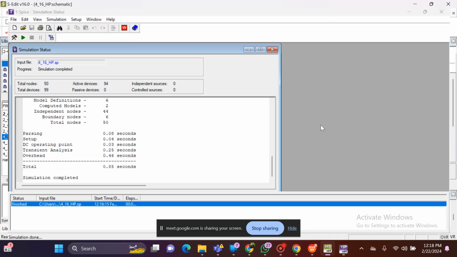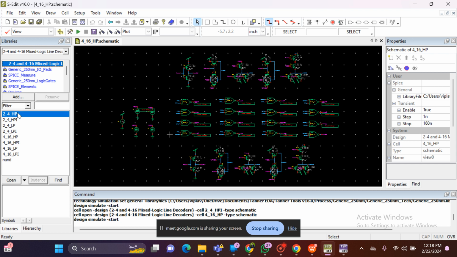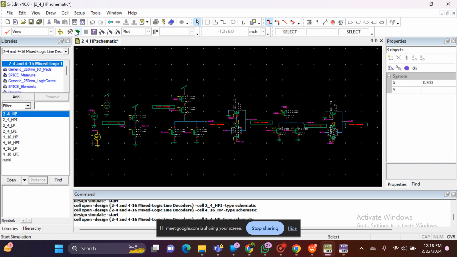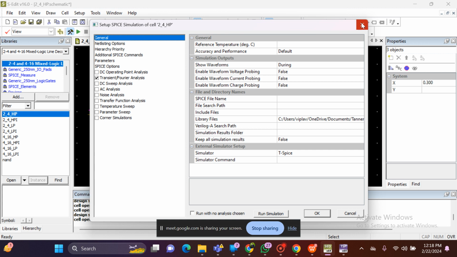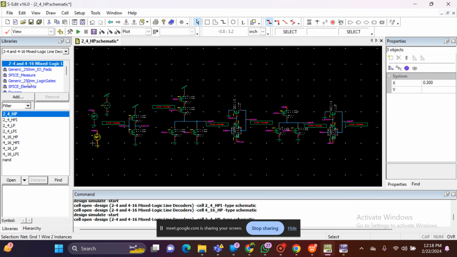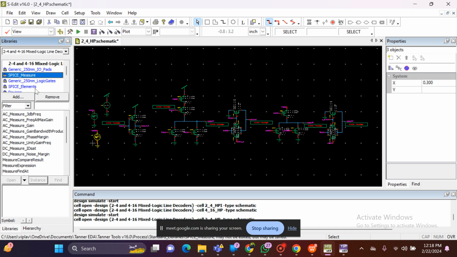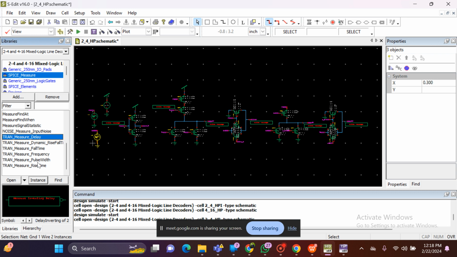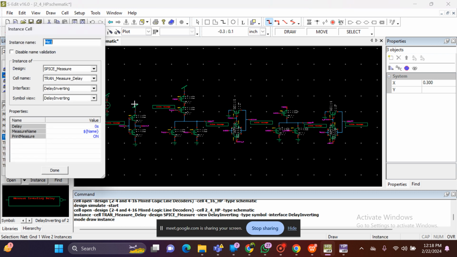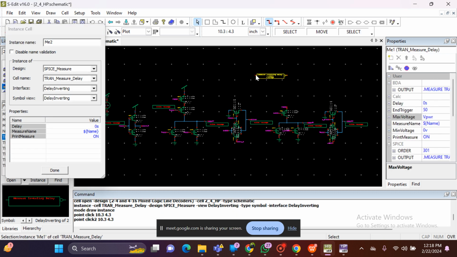Now we need to jump over here. So 2 to 4 HP, setup simulation. Okay, you have done the setup simulation. Then next you need to see SPICE measure. So where is that SPICE measure? Here there is SPICE measure. In that you need to see trans measure delay. Okay, so you have to take an instance here.